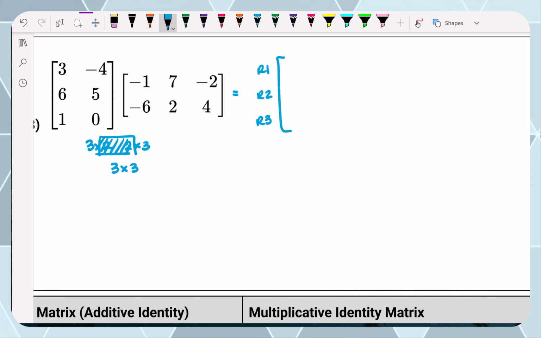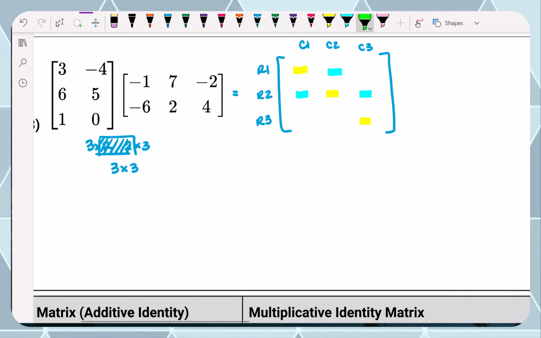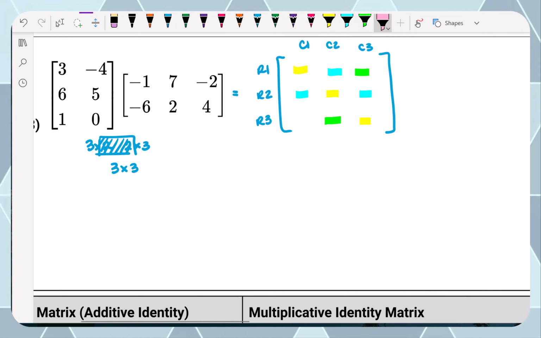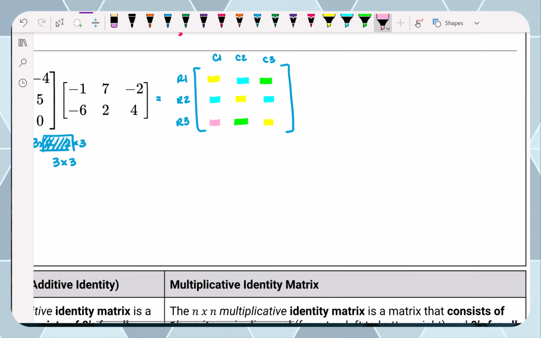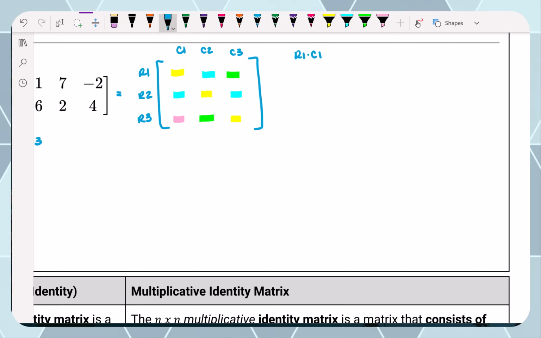So 3 rows and 3 columns. Now that means I'm going to have all of these different numbers I'm going to have to find. So you're going to have to do 9 different operations. The first operation, you're going to have to do row 1 times column 1. So this is going to be a big problem.